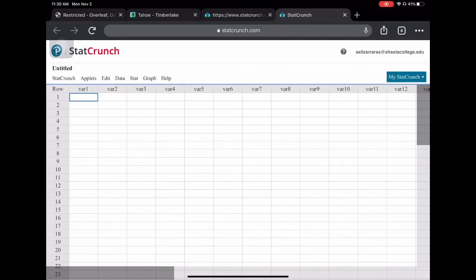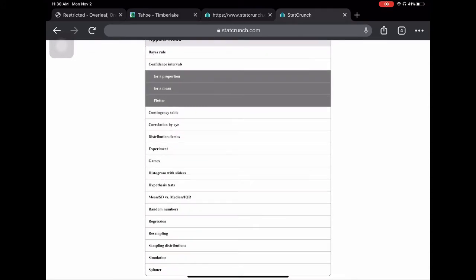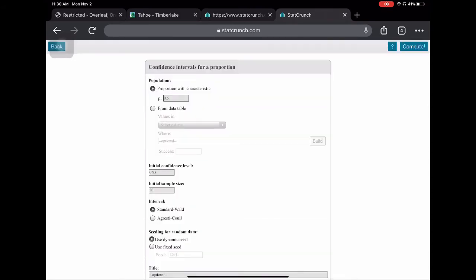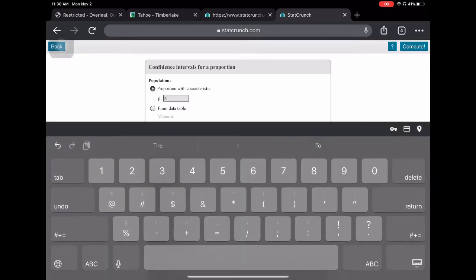Once you're in StatCrunch, you're going to go ahead and click Applets, and then you want to do confidence intervals. And we are talking about proportions currently. You'll need to change the proportion to match the problem. We're going to say 0.12.